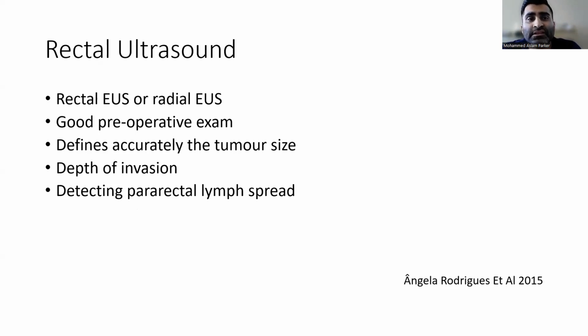So your rectal ultrasound, which may be EUS or radio ultrasound, is a good preoperative exam. It defines accurately the tumor size, depth of invasion, and it detects pararectal lymph nodes as well. EUS is really recommended, but not many have access to rectal EUS and radio EUS.